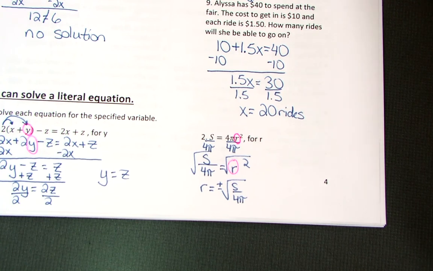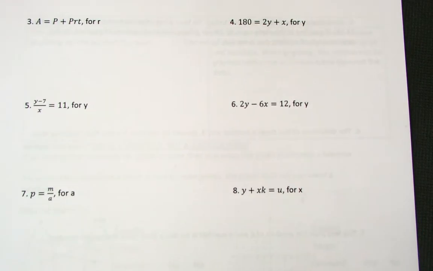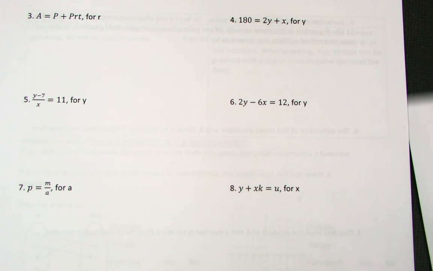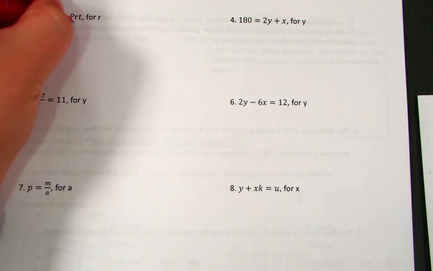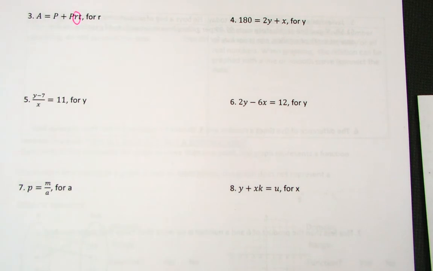Let's take a look at our next problem. Gotta move it up a little. Number 3, we are now trying to get r all by itself. I only have the one r. That makes my life really easy. Working those order of operations in reverse, I need to get rid of that p that's being added.